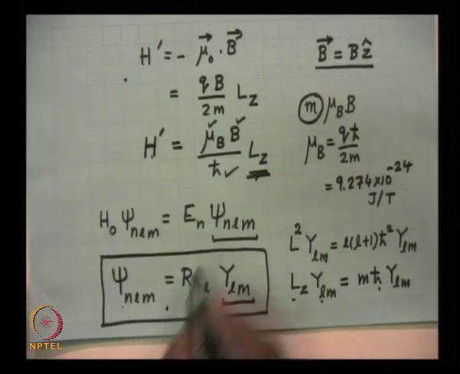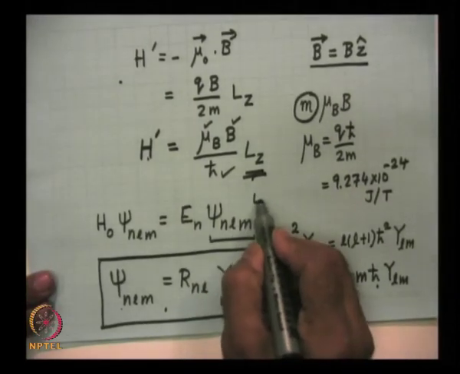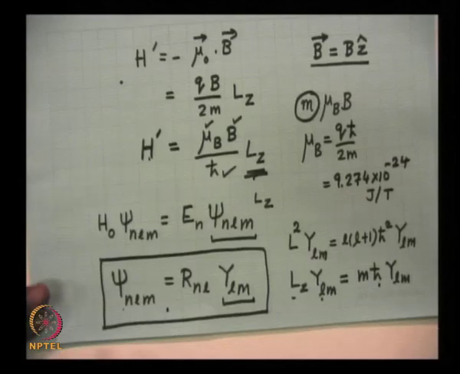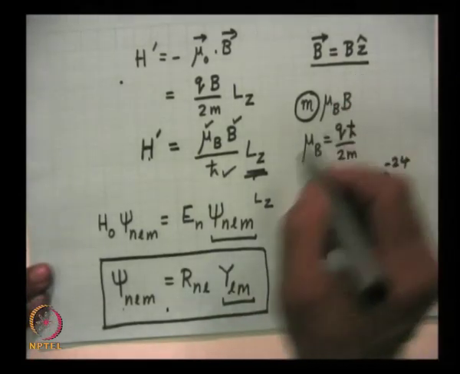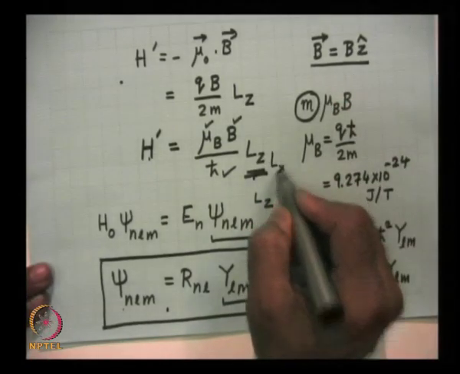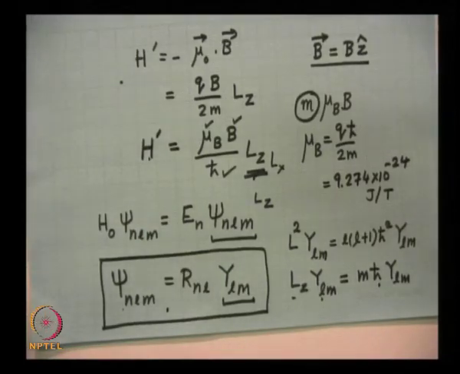Then what would have happened is, these are eigenkets of Lz. If you assume this to be Lx, then Ylm are not eigenkets of Lx. You would have obtained non-diagonal elements, but the final result would have come out the same. The final splitting would have come out the same, and the eigenkets that you would have obtained would have been eigenfunctions of the operator Lx.